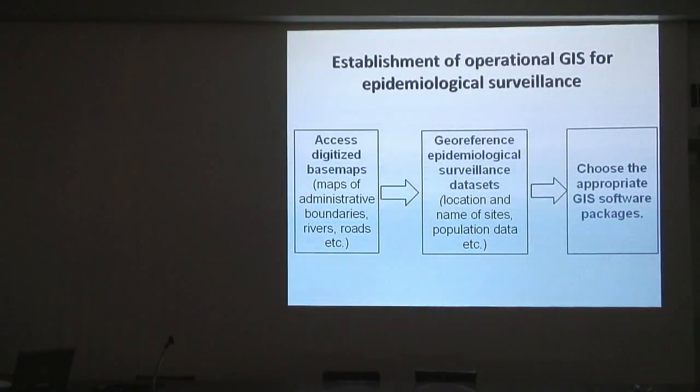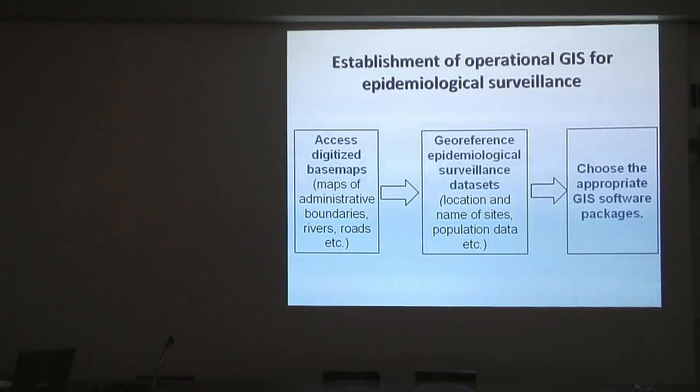Sometimes this first step is the most difficult because sometimes it's very hard to find the digitized computer file of the territory, of the city, of the country, or some region. Sometimes it's very expensive. The second step is georeference epidemiological surveillance data sets. Location and name of site, population data, and so on. And the third step is the choice of appropriate GIS software packages.